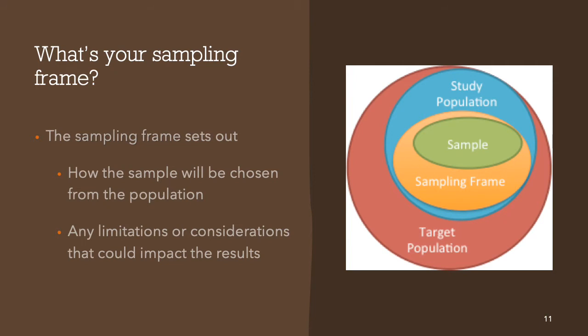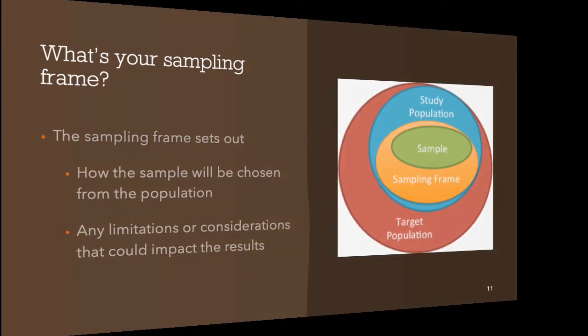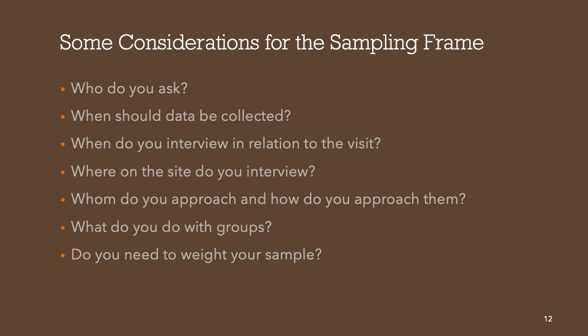To try to get around or prevent some of these errors in sampling, it's important to develop what's called a sampling frame. And a sampling frame is basically just a recipe or a set of rules or guidelines for how you are going to carry out your research, how you are going to choose your particular sample within that population of people. Some of the things that you need to think about with your sampling frame are things like, who are you actually going to talk to? When should you talk to them? When should you collect that data?